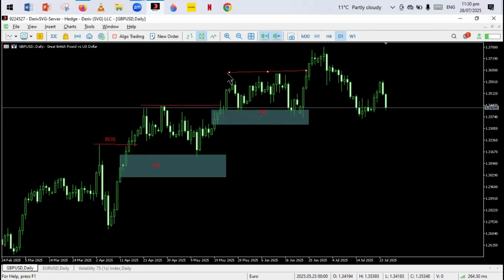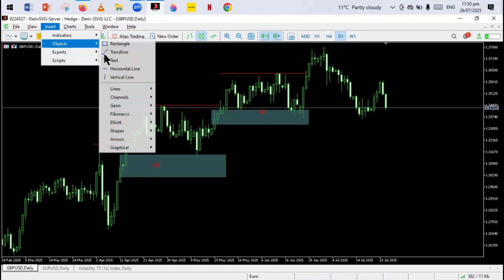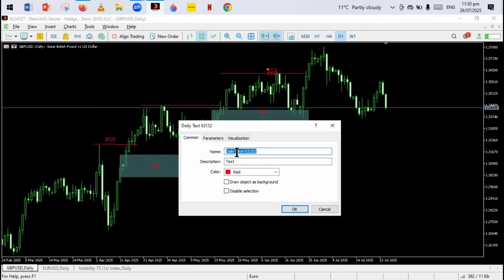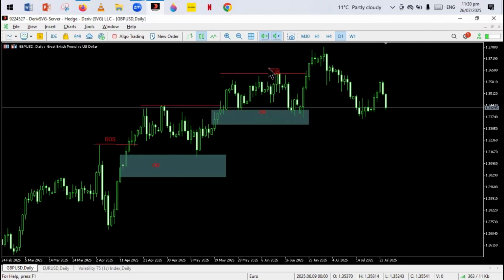Price broke structure, and then it will always come back to tap into this origin, which caused this break of structure. So we have a break of structure right there. A break of structure. So that is the break of structure. And then price is coming to tap into this origin, which caused the break of structure.